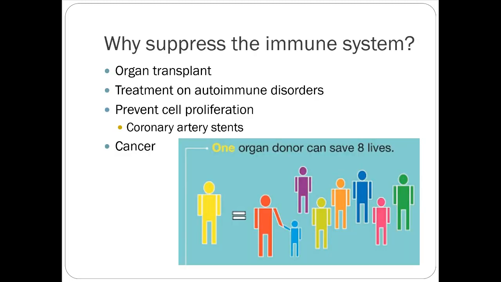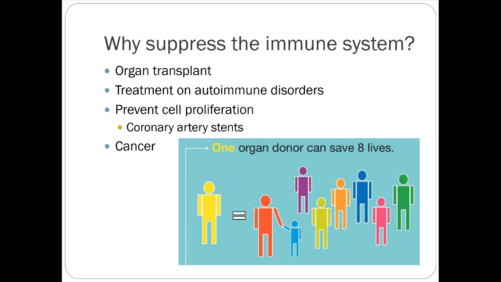Okay. So the last 15, 20 slides of this is going to be about suppressing the immune system purposefully. Most of this is going to relate to organ transplant. But we're going to come back to some of these things during some of our autoimmune discussions, like Crohn's disease and rheumatoid arthritis, because the suppression of the immune system applies to these specific diseases as well.